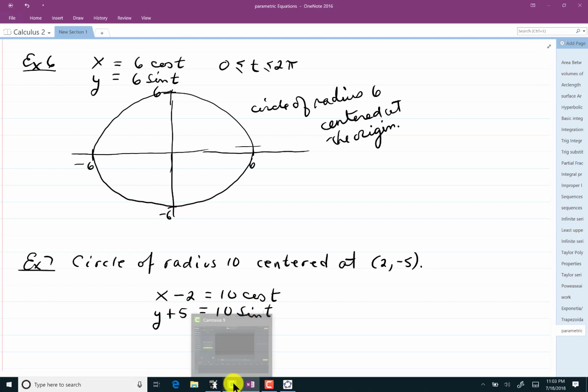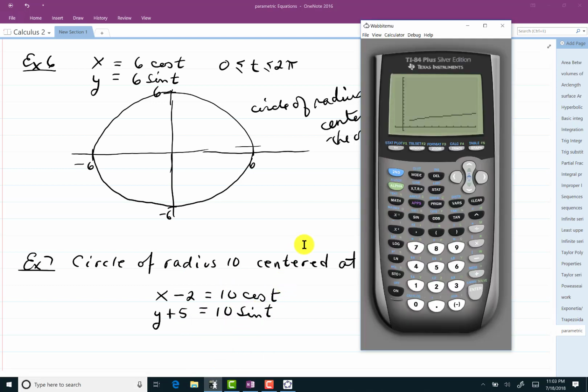Take a look. All I have to do is solve it for x and y. So I'm not going to put this into the calculator as is. What I'm going to put is 10 cosine of t plus 2. Similarly, down here, I'm going to put 10 sine of t minus 5. Be careful with your parentheses.